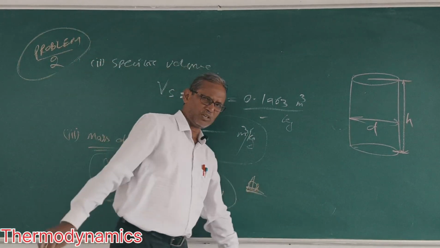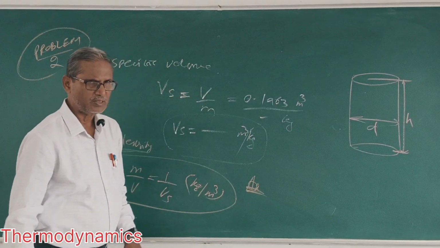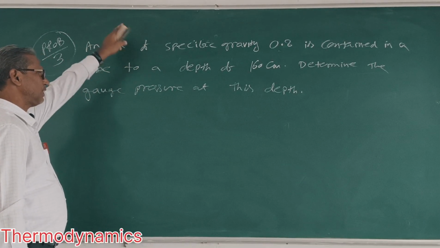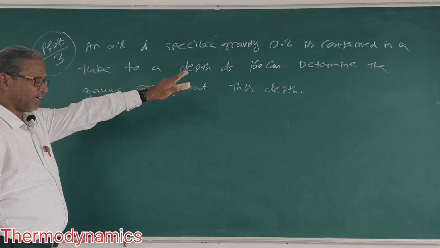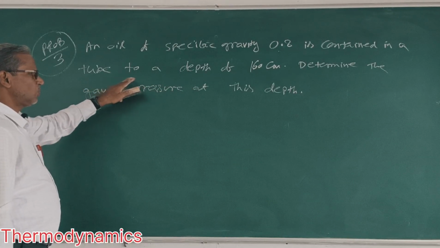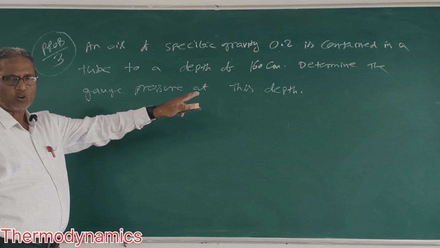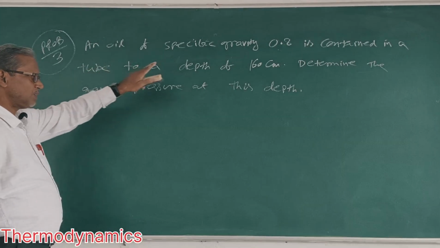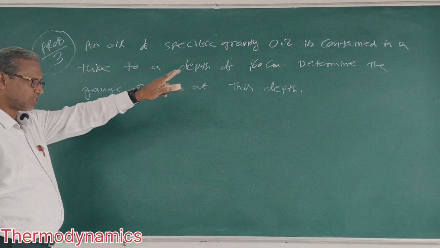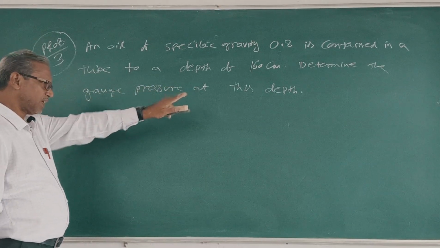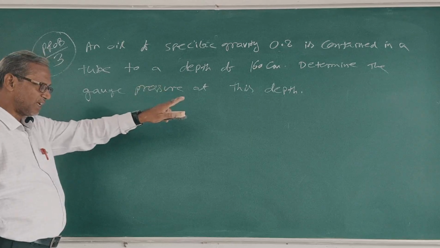Next, problem 3. This is question number 3. The question is, an oil of specific gravity 0.8 is contained in a tube to a depth of 160 cm. Determine the gauge pressure at this depth.